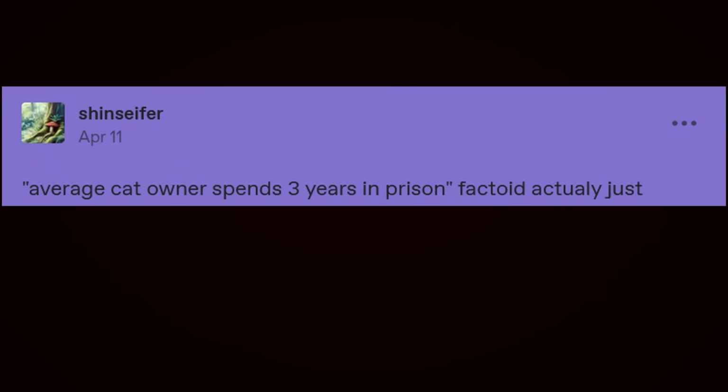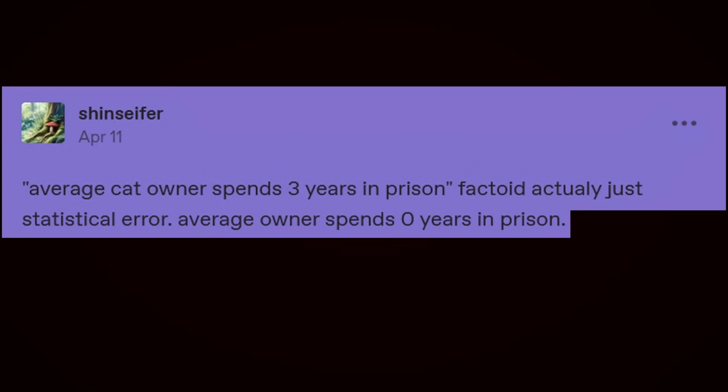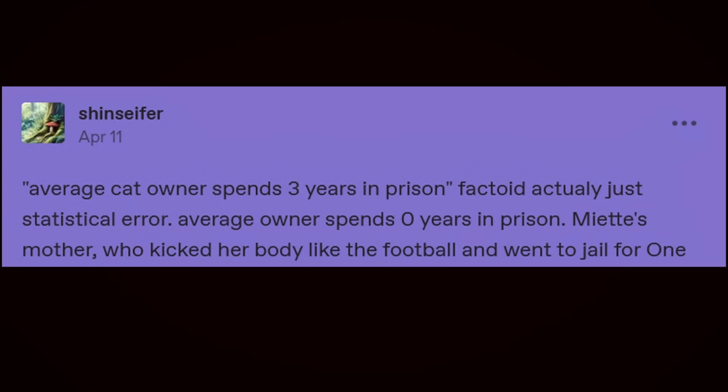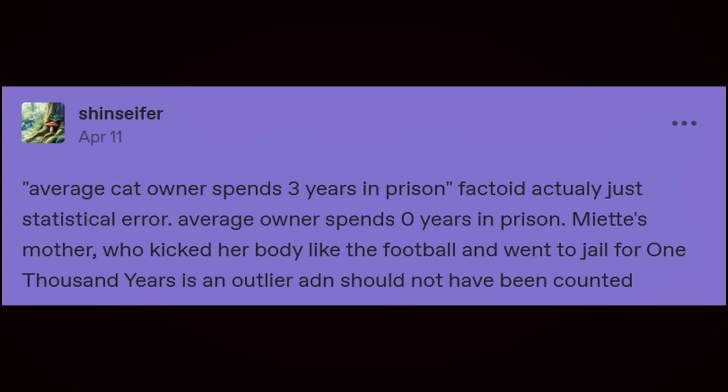Average cat owner spends 3 years in prison. Factoid actually just statistical error. Average owner spends 0 years in prison. Miette's mother, who kicked her body like the football and went to jail for 1000 years, is an outlier and should not have been counted.